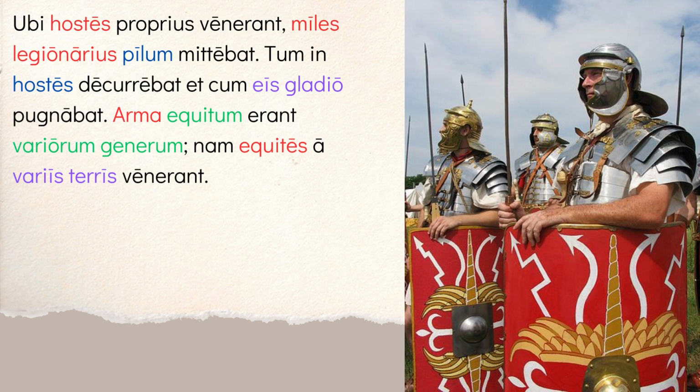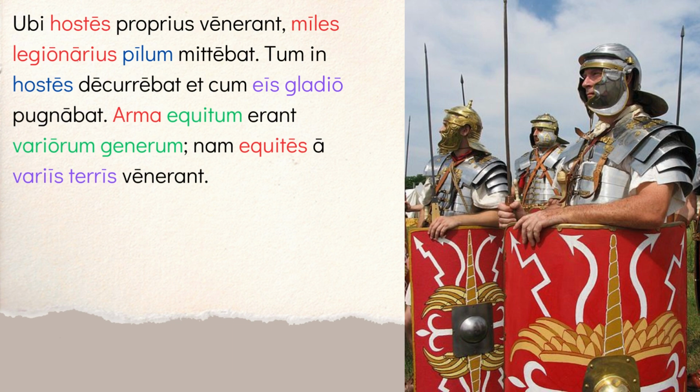Then you have arma equitum erant variorum generum nam equites ex variis terris venerant. So we just talked about the legionary weapons. Now we're talking about the arma equitum, the weapons of the cavalry. It says they were variorum generum, of various types. Generum, there's the types. Variorum just means various, and it's genitive plural. Of various types. For the equites, the cavalry, they had come from various lands.